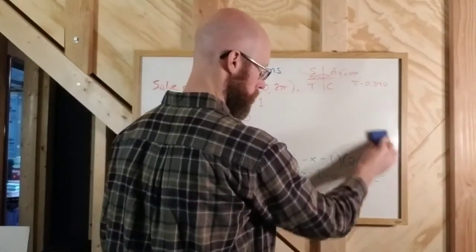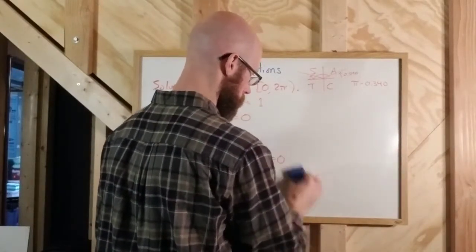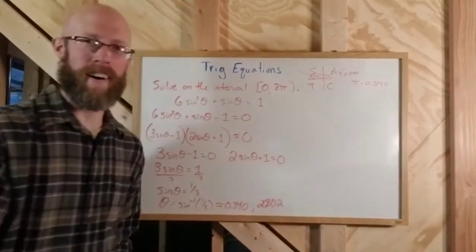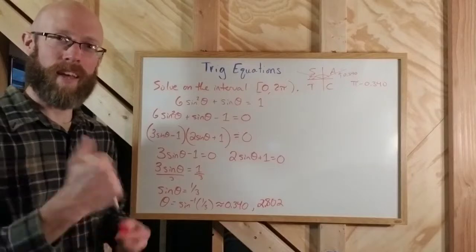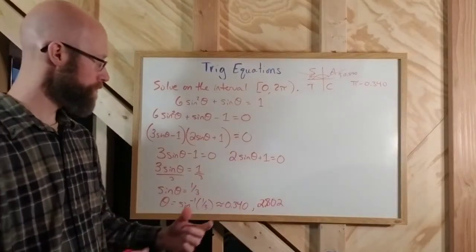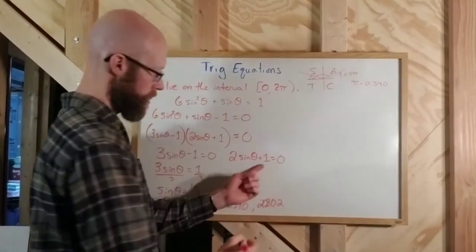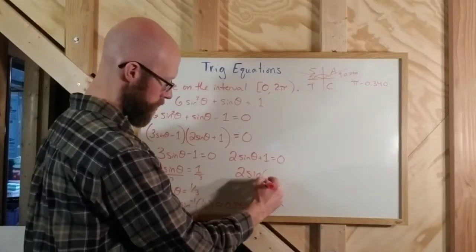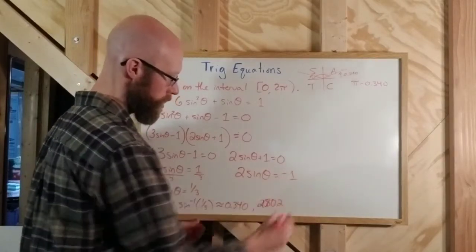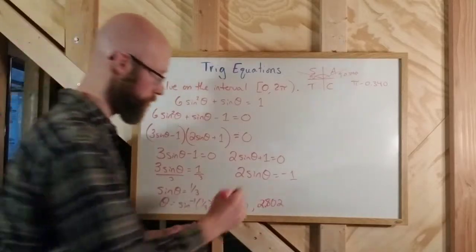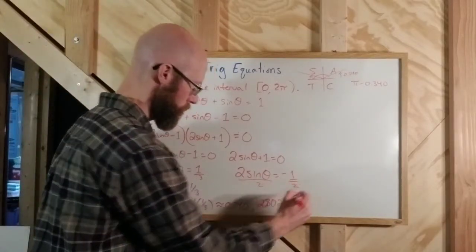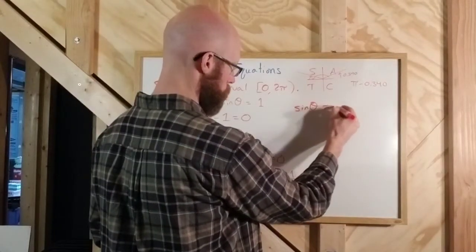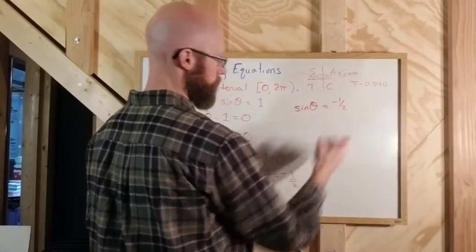If I push too hard, I'm going to knock my whiteboard down. A little sketchy there. Okay, so we'll take this one. Let's say I subtract the 1. I get 2 sine theta equals negative 1, and then divide out the 2. So I'd end up with the sine of theta equaling negative 1/2.